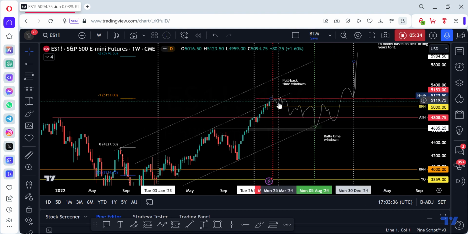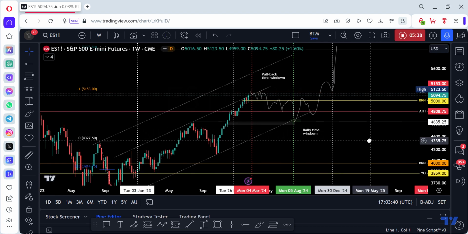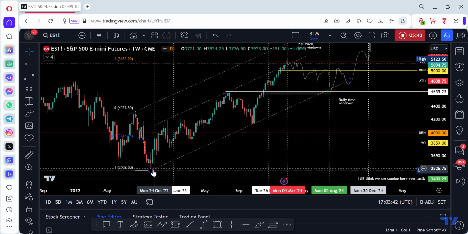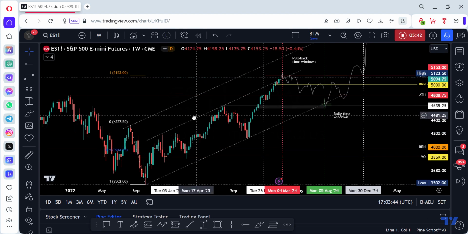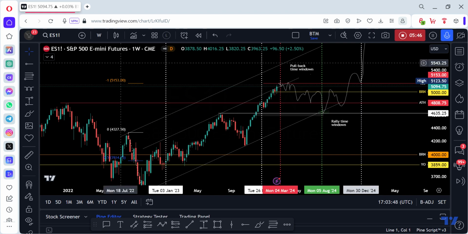But right now, I think we are coming to a pullback very soon. We have a target around the standard deviation from this low to this high. If you double that distance, it's going to bring you here. So we are coming there. I had that as a target, and I was trying to buy indices all the time.